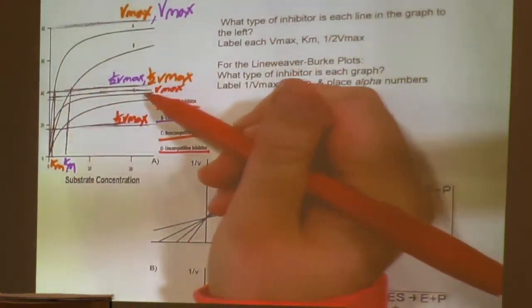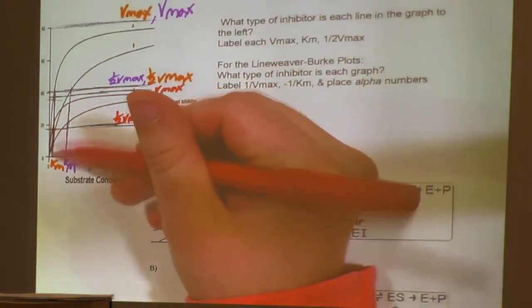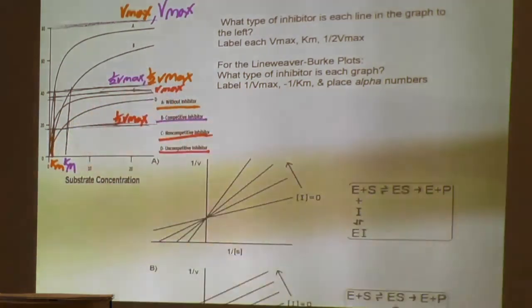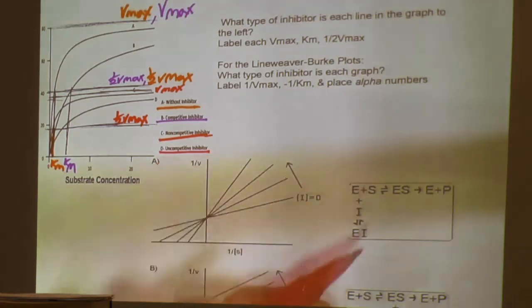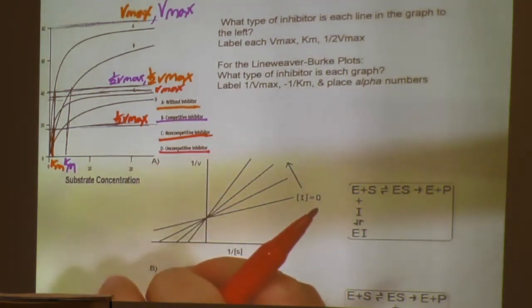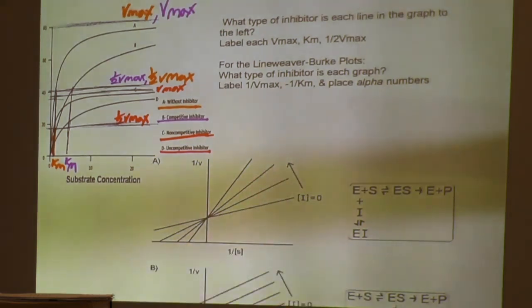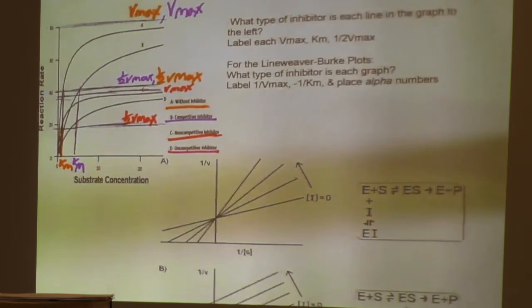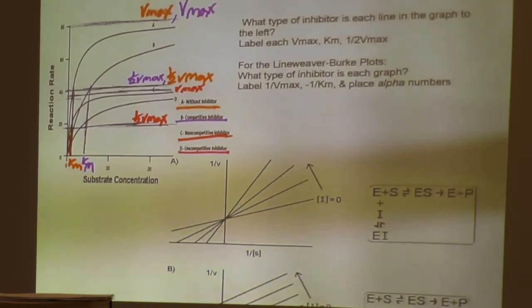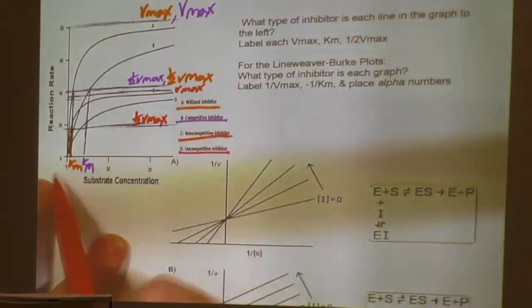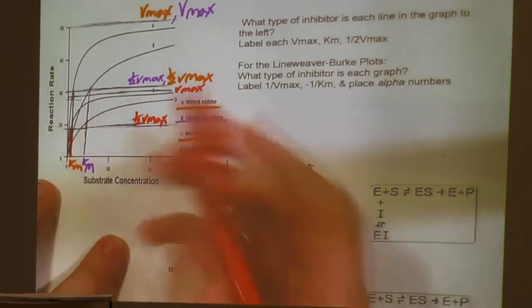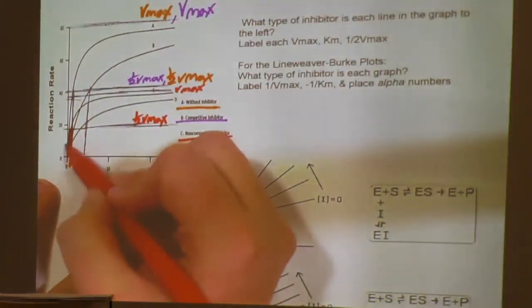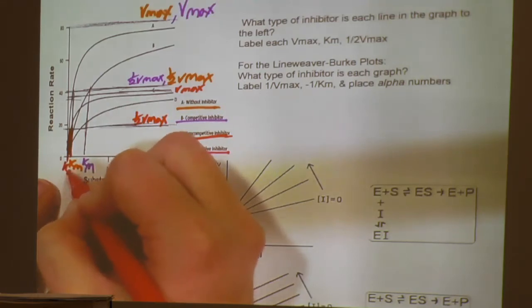Okay, so oh wait, am I thinking about the wrong one? Km never stays the same for any. It always changes no matter what inhibitor you're using. Okay. Is that what the book says? Okay. Then I found the wrong thing then. Okay. So where would Km be for this? I think it would end up somewhere around here. Km.